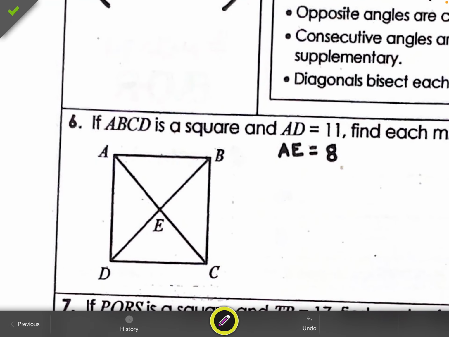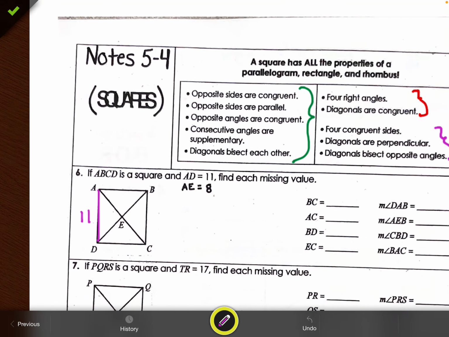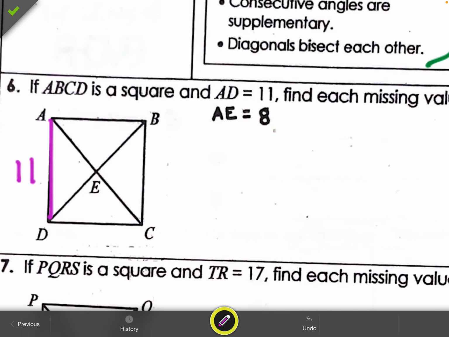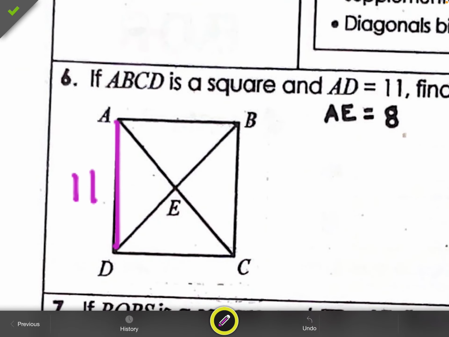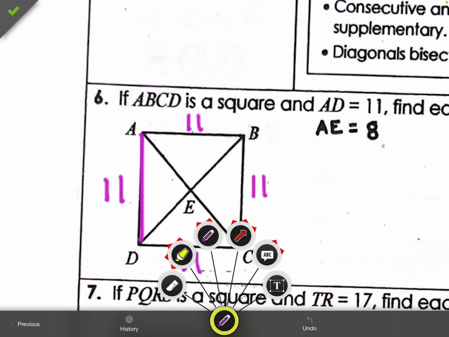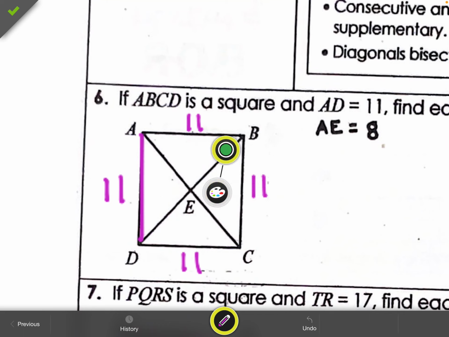They tell me AD is 11, so put 11 there. So what do we know about the 4 sides of a square? Well, it's just like a rhombus, 4 congruent sides. So if that side is 11, we know the top is 11, the right is 11, and the bottom is 11.